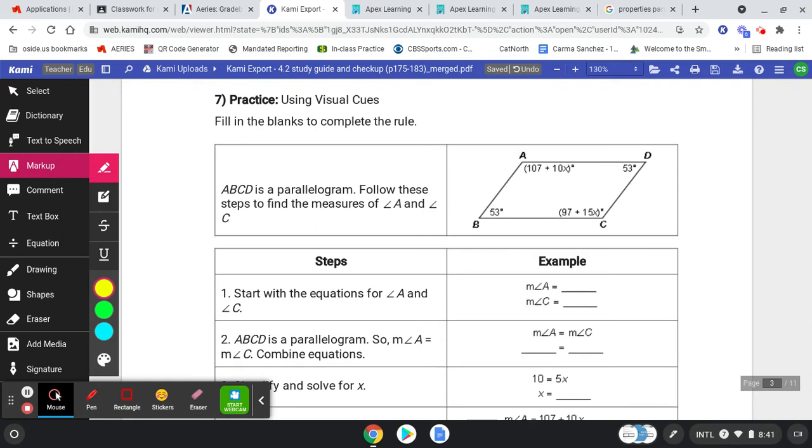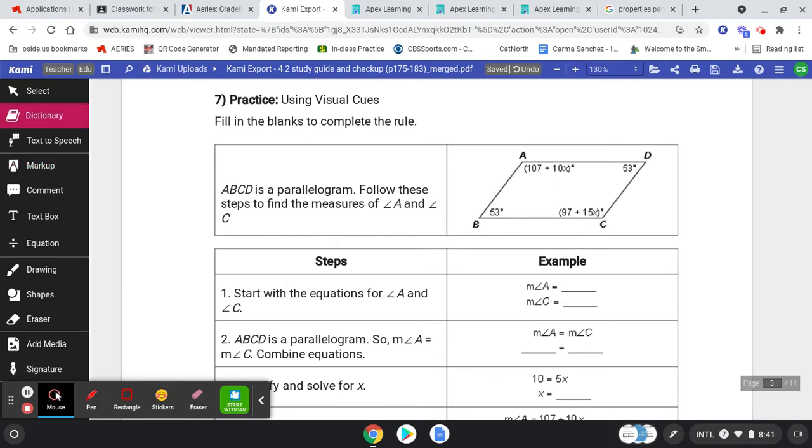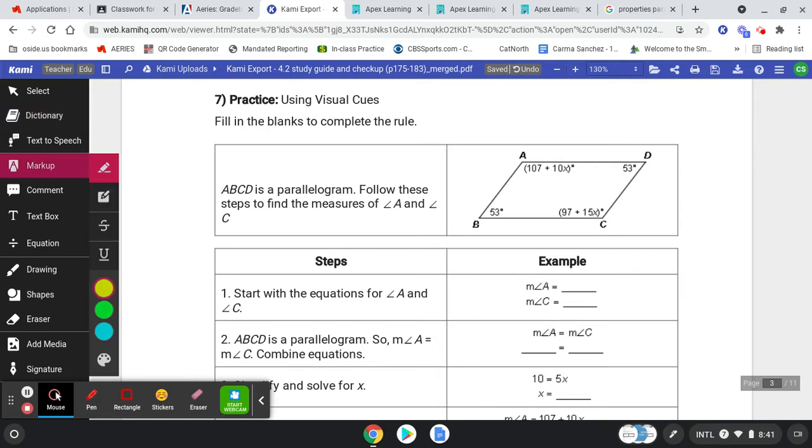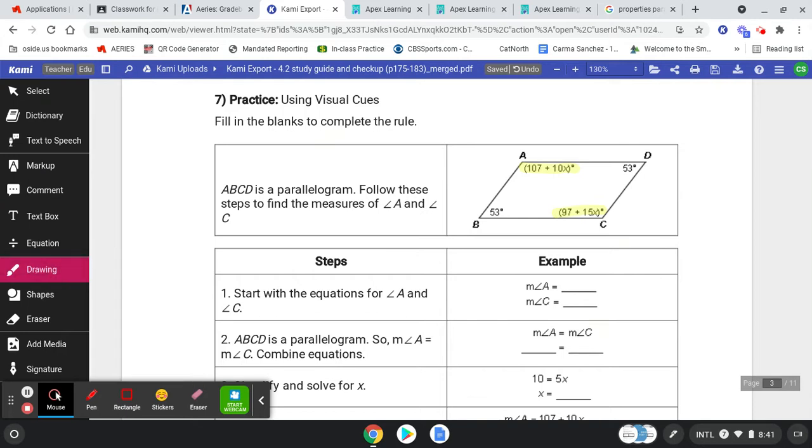Okay, let's use this property to solve just like we did on the steps of the previous one. So now we know opposite angles are congruent. So notice here that they gave us an expression of 107 plus 10x, and over here it's 97 plus 15x. So we're going to use these expressions as well to solve for x and then to get those angle measures in the end. So measure of angle A is 107 plus 10x. Do you see that label? Measure of angle C is 97 plus 15x.